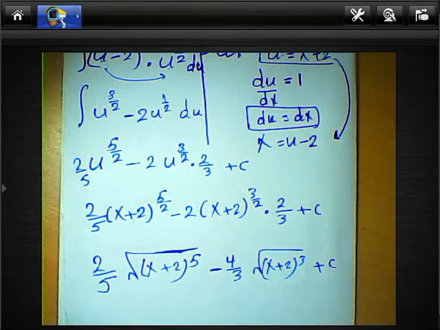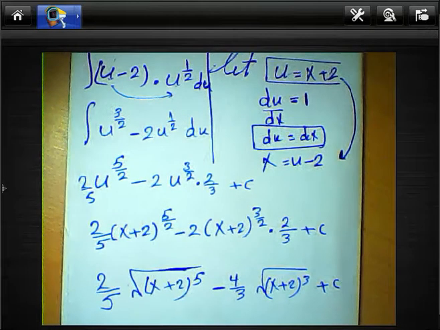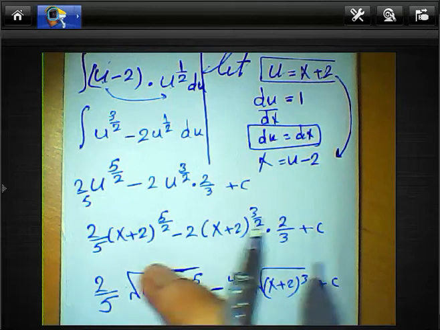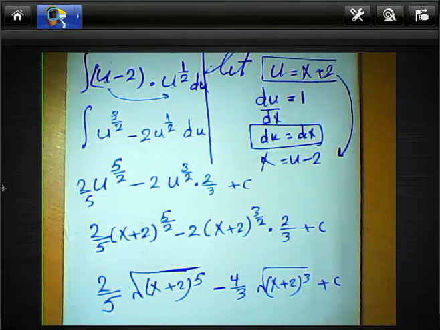It's okay, it's the result of this example. Okay, don't forget to write u as x plus 2 in the expression. Don't write only this step, we must complete all steps.